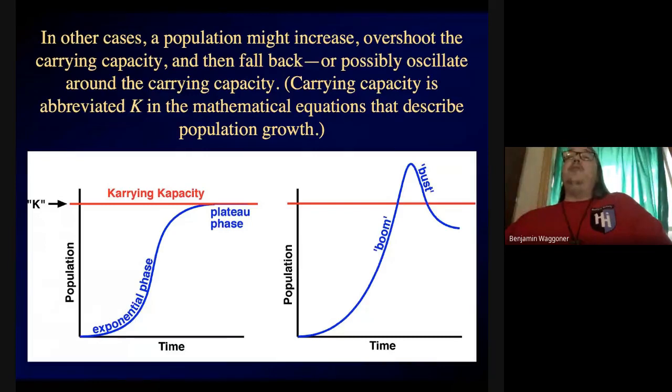And by the way, this is spelled carrying capacity with a K, not to be cute, but in the equations that we use to describe population growth, the abbreviation for carrying capacity is capital K. So yeah, that's why they spelled it with a K, just to be adorable, I guess. But just to remind you that that's the abbreviation that we use.